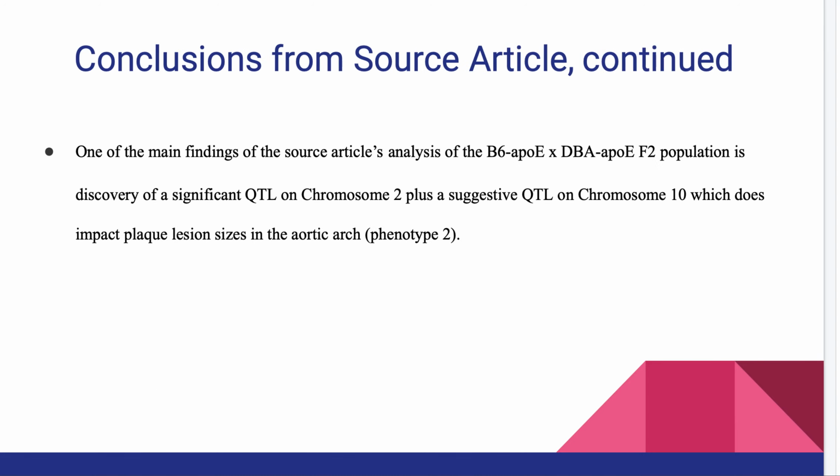And the conclusions from our source article continued here. One of the main findings of our source article's analysis was that in the B6 times DBA ApoE-F2 population, the discovery was that the significant QTL was on chromosome 2 plus a suggestive QTL on chromosome 10, which does impact plaque lesions in the aortic arch, which is phenotype 2.